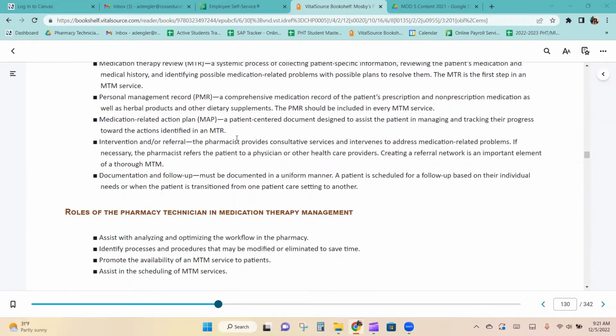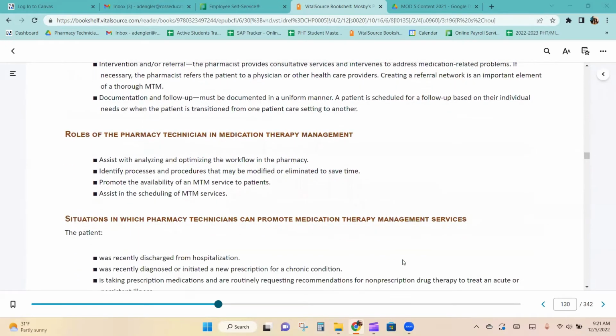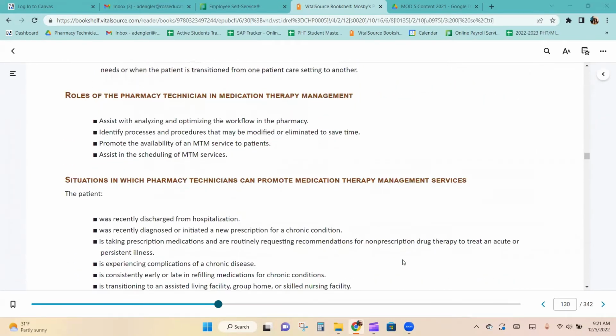Documentation and follow-up must be documented in a uniform manner. A patient is scheduled for a follow-up based on their individual needs or when the patient is transitioned from one patient care setting to another. So, roles of the pharmacy technician in MTM management. They assist with analyzing and optimizing the workflow in the pharmacy, identify processes and procedures that may be modified or eliminated to save time, promote the availability of MTM services to patients, and assist in the scheduling.